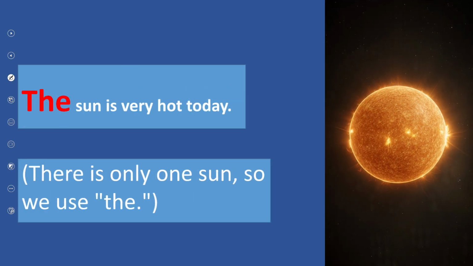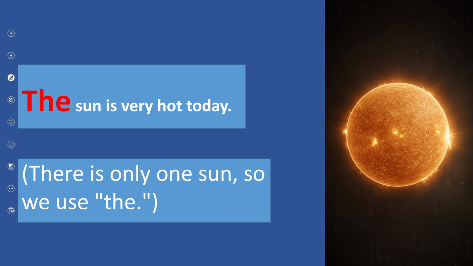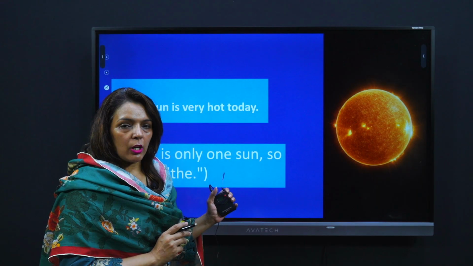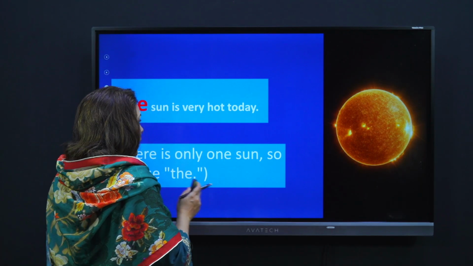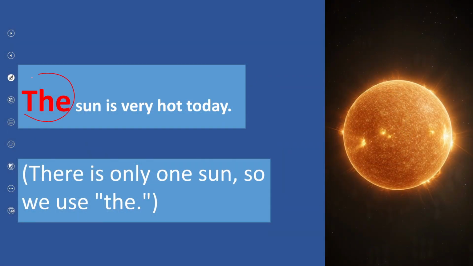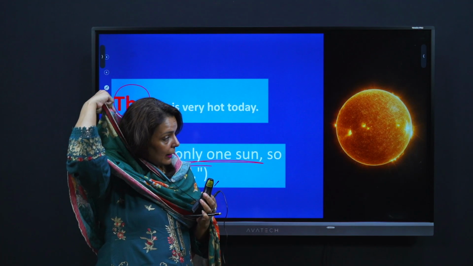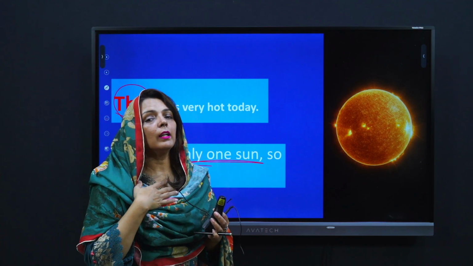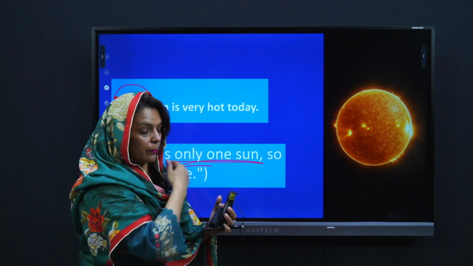Now, let's look at this example. I believe only looking at the picture, you will know that we have to use the before the sun. Why? Because there is only one sun. When we have only one of something, we use the before it.